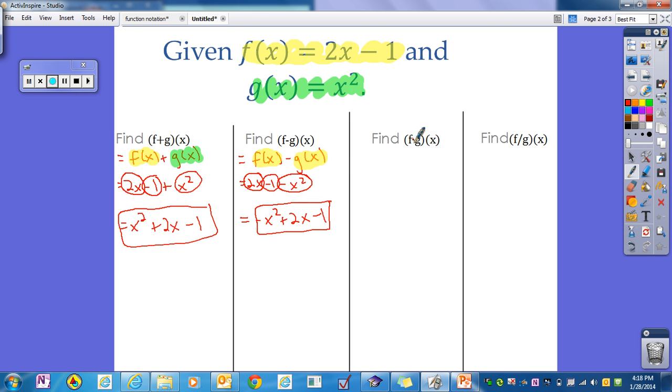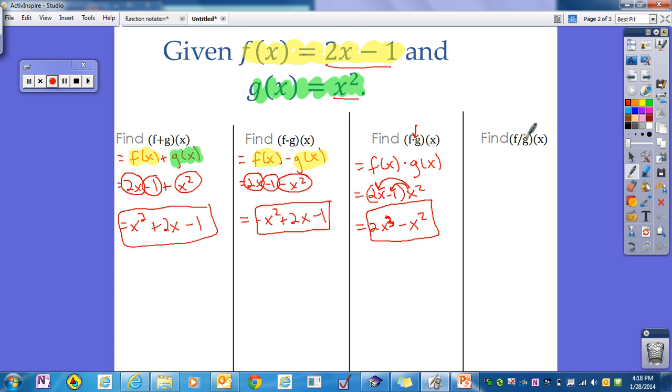Then I have f times g of x. This just means that I'm doing the product, so I'm multiplying. That's equal to f of x times g of x. Again, we said f of x was 2x minus 1, so we plug in 2x minus 1. Now g of x is x squared, so all of that times x squared. Here we have to do the distributive property. So we have x squared times 2x, which is 2x cubed. And then x squared times negative 1, which is minus x squared. So this combination would be 2x cubed minus x squared.